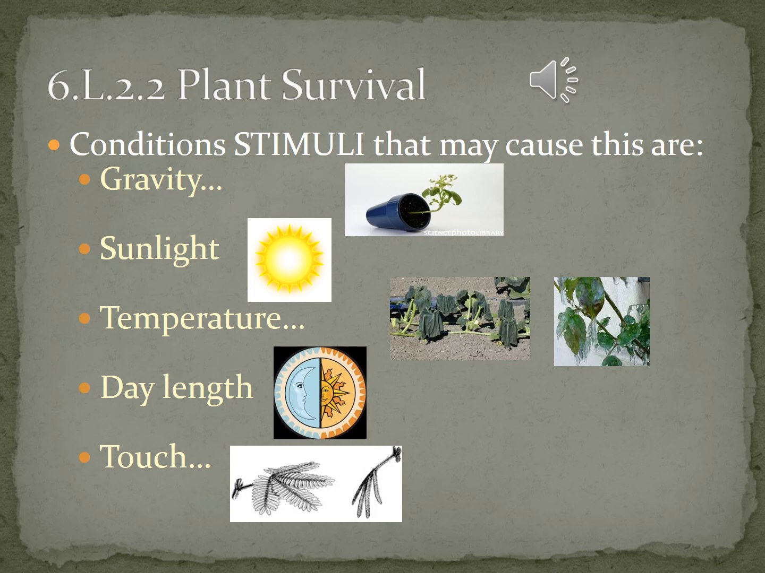All right, and then touch. Some plants, when you touch them, actually fold down or they might open up. For example, a Venus flytrap. If there's a fly, it will keep its mouth open. And then once the fly touches part of the Venus flytrap's mouth, it automatically shuts. So again, that is a stimuli that the Venus flytrap has.